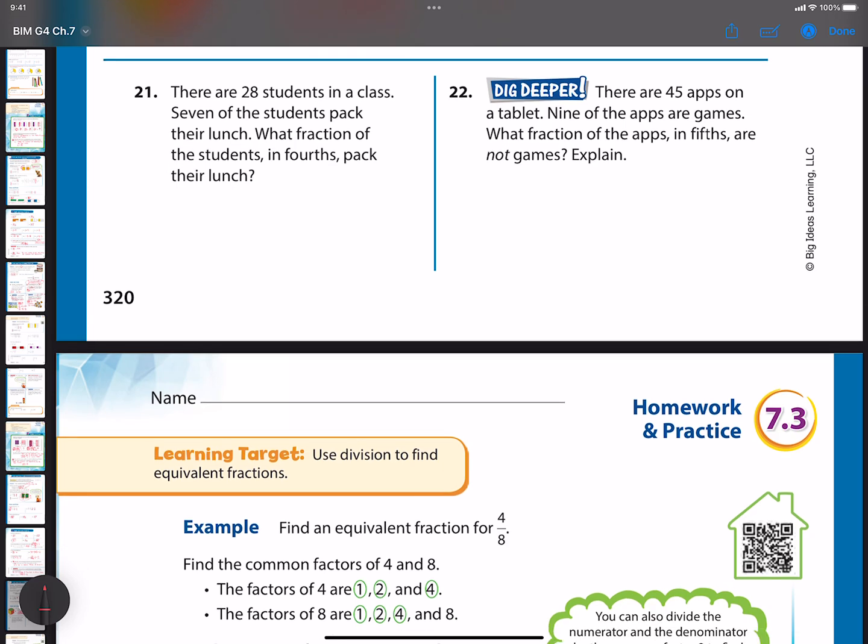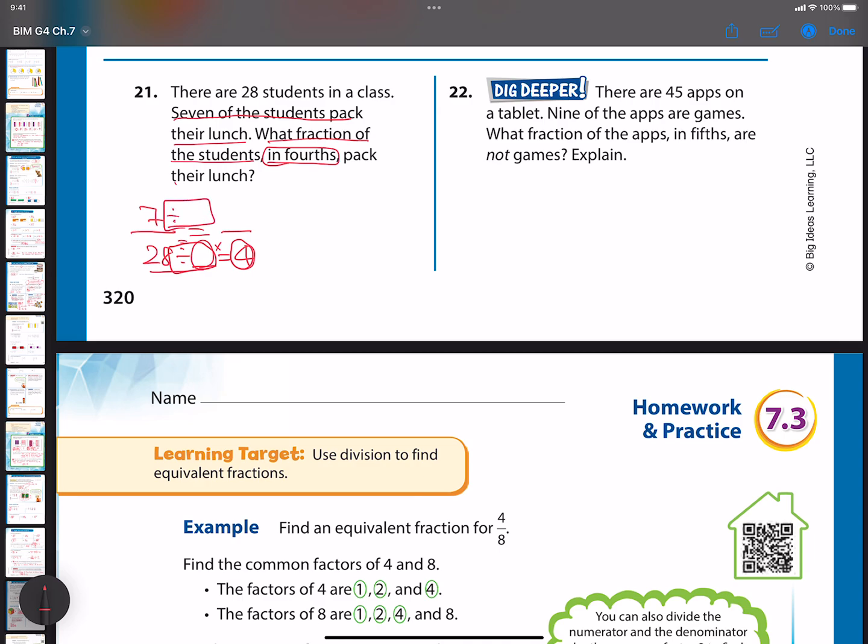There are 28 students in a class. Okay, total number goes down for denominator. And 7 of the students packed their lunch. 7 out of 28, right? What fraction of the students in fourths? That means what? They want to show by fourths in total pieces. Okay, that means you need to split this. 28 divided by some number has to be 4. That means what? 4 times this number has to make 28. And then anything you do to denominator, you have to do the same thing to the numerator.